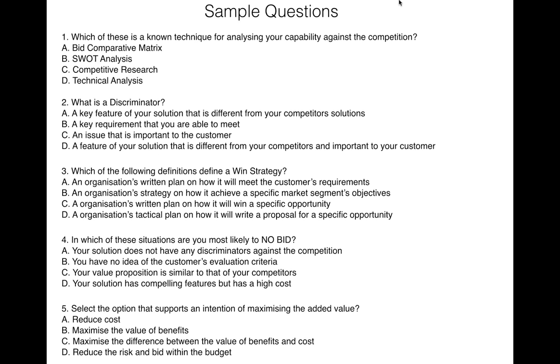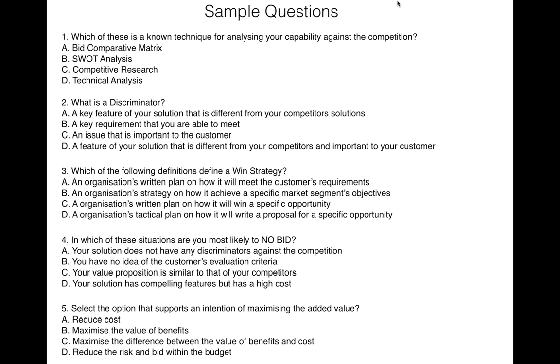Define a win strategy, and in which situations will you call it a no bid. As I said, in the proposal strategy phase also you can come to a situation where you see that it is not worth bidding for this opportunity because you do not have any chance of winning, so you can also have a no bid at this stage.